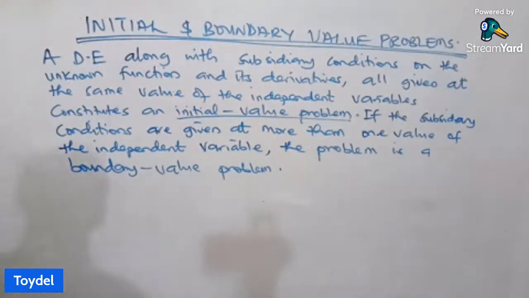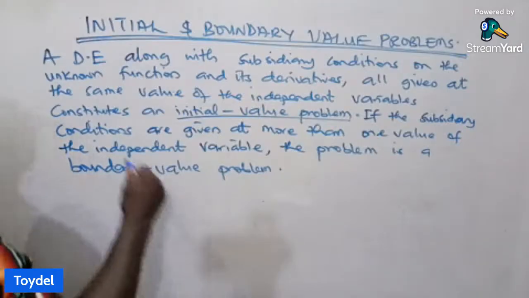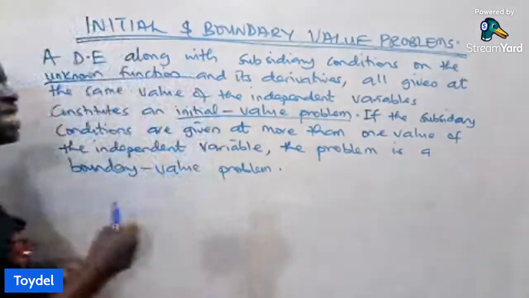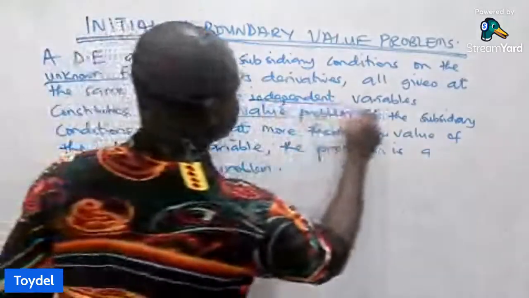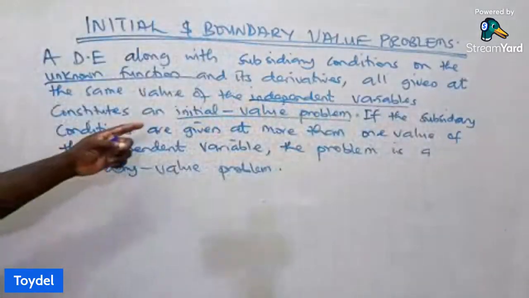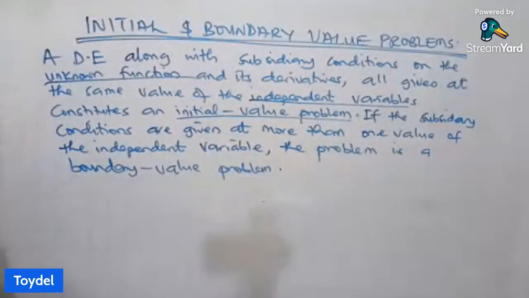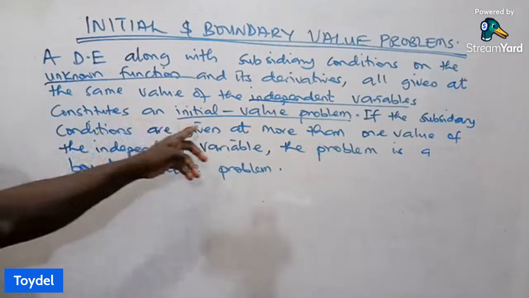A differential equation along with subsidiary conditions on the unknown function and its derivatives, all given at the same value of the independent variable, constitutes an initial value problem. That is, when you have some additional conditions invoked on the differential equation, and the unknown function and its derivatives are given at the same point of the independent variable, that constitutes an initial value problem.